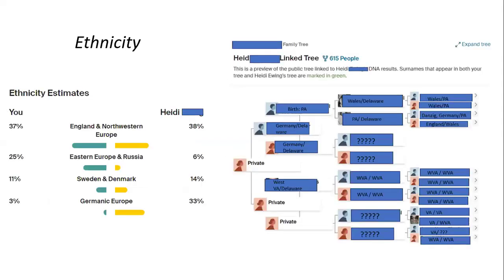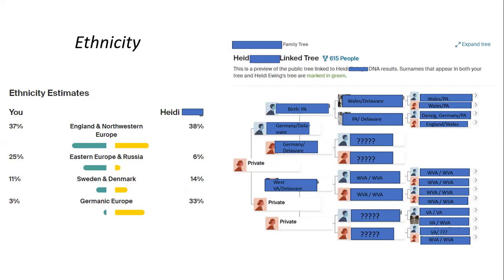So let's look at these a little closer. Ethnicity. When you have a match, you want to compare the ethnicity estimates. Because if you look at this one, and I've been using Heidi throughout this, so we're looking at her numbers and stuff. Heidi and I are very comparable in where our ancestors came from. Now, she has a little more Germanic Europe, whereas mine is Eastern Europe. But when you get all said and done, they're still kind of German people, right? We've got 37%, 38% England, Northwestern Europe.